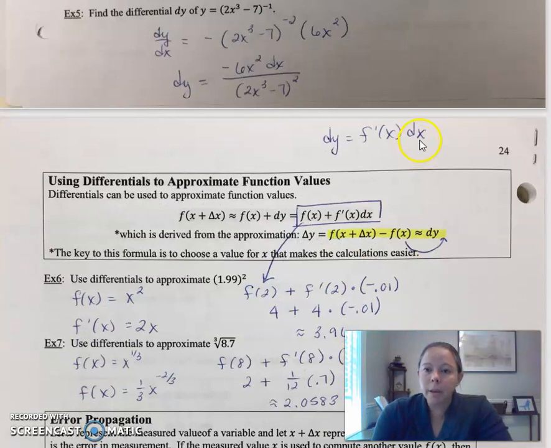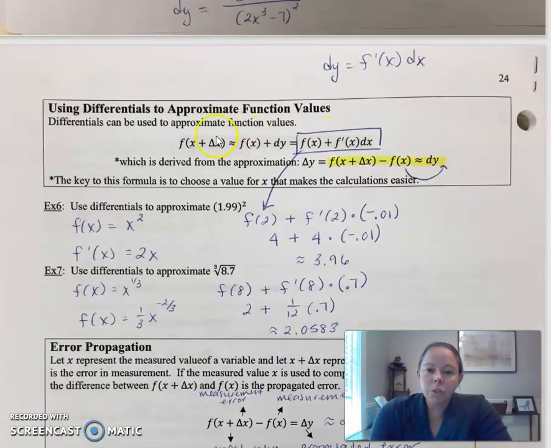Okay, now here's another fun little application. Using differentials to approximate function values. So this is kind of fun.